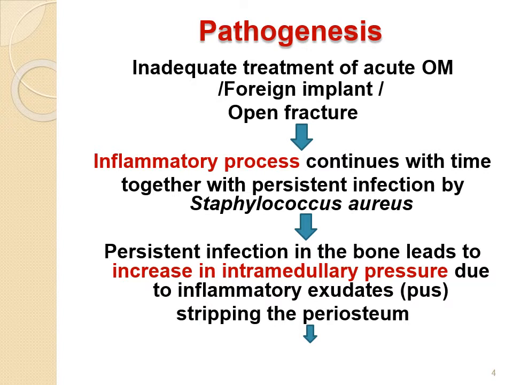Now we come to the pathogenesis of chronic osteomyelitis. First, there is inadequate treatment of acute osteomyelitis, or foreign implant, or open fracture. Then the inflammatory process continues with time, together with persistent infection by Staphylococcus aureus. Then the persistent infection in the bone leads to increase in the intramedullary pressure due to inflammatory exudates or pus, stripping the periosteum.